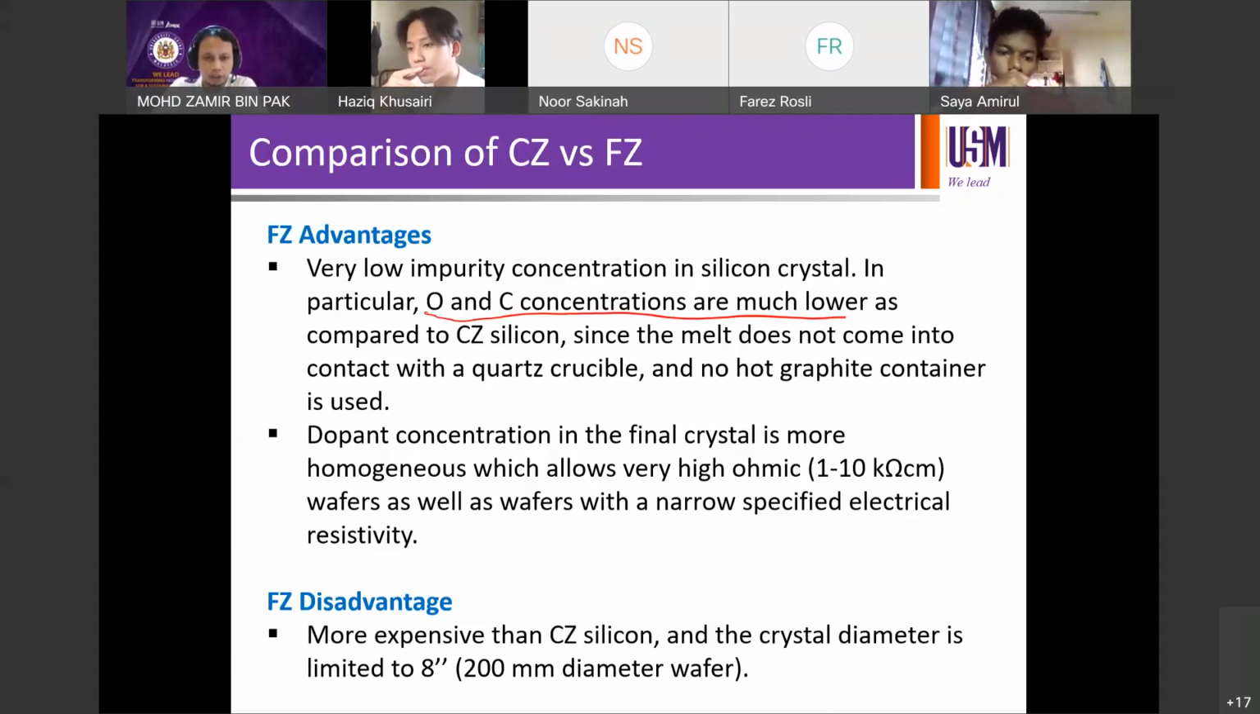So dopant concentration in the final crystal is more homogeneous, which allows very high ohmic wafers as well as wafers with narrow specific electrical resistivity.